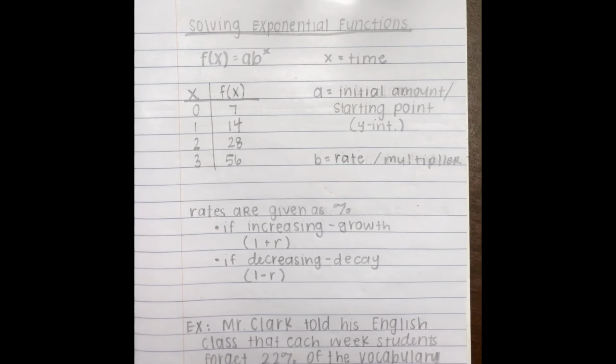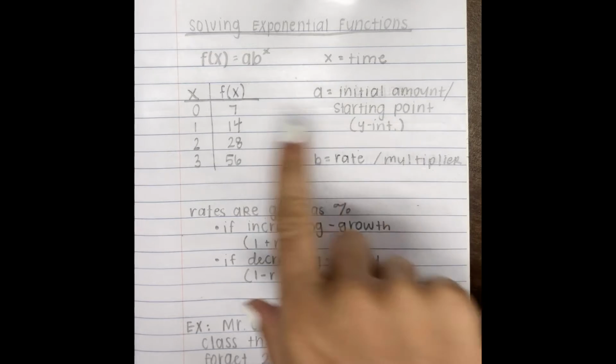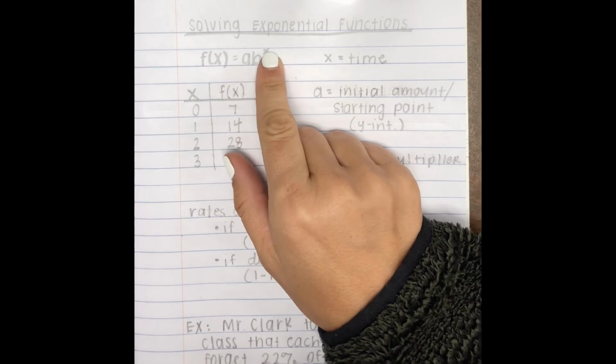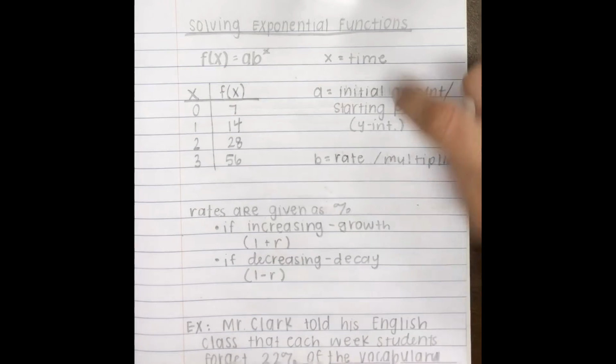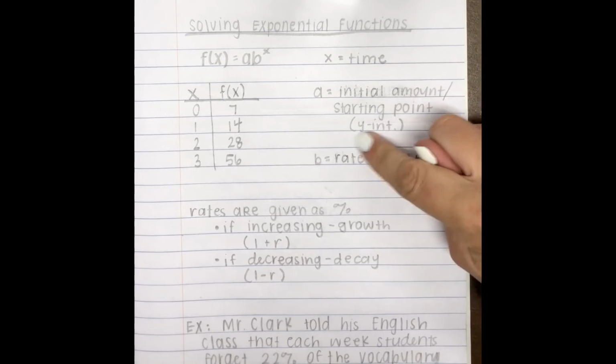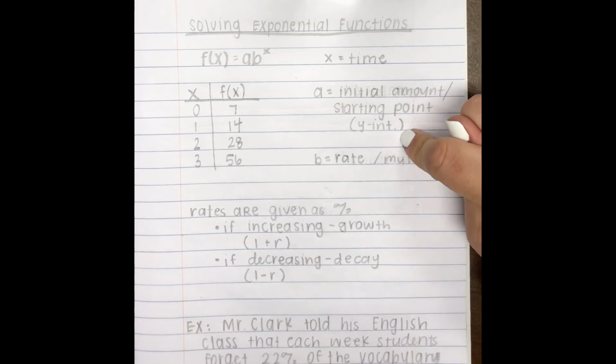All right, so we're going to take a look at solving exponential functions. Okay, so we're looking at exponential functions in the form of f(x) equals a times b raised to the power of x. So x is always going to be your time, okay? A is your initial amount, your starting point, or you could think of it like your y-intercept, okay?